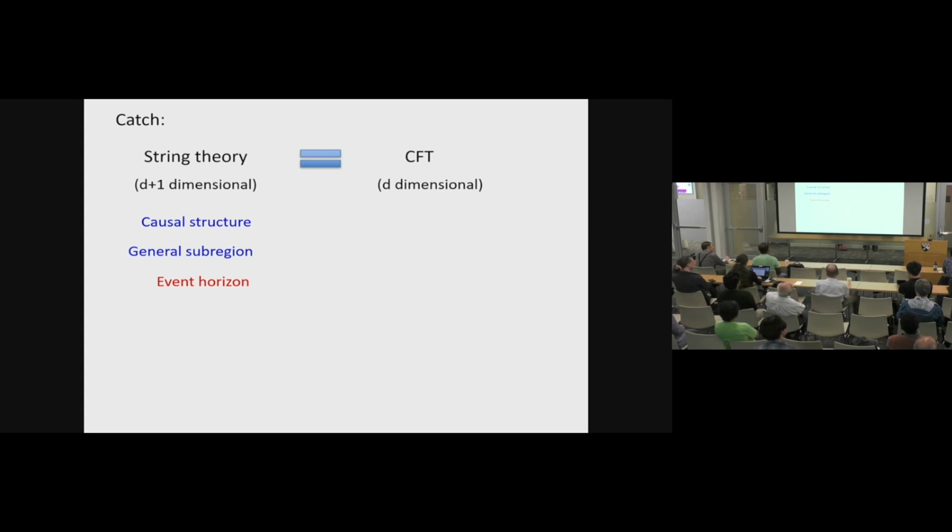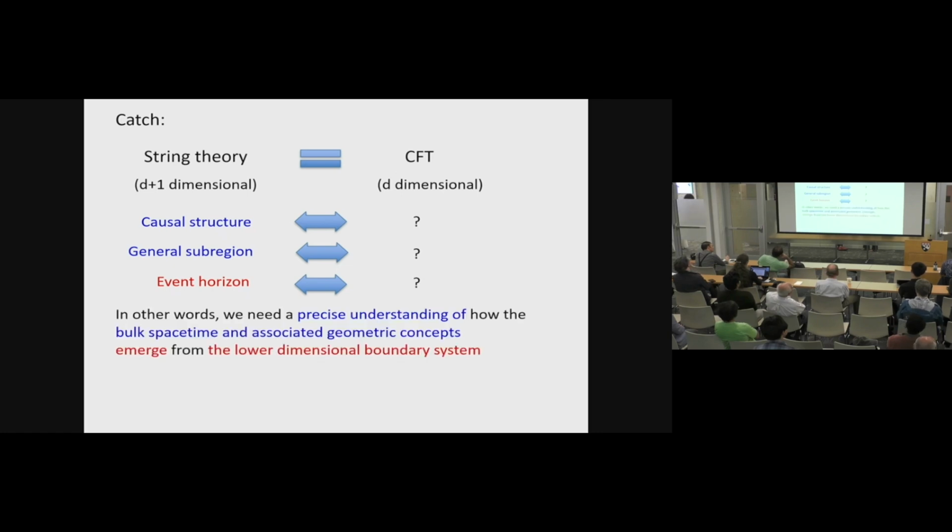And that means you have to be able to describe those concepts in d+1 dimensional space-time using this d-dimensional theory. Okay? And that's actually a very difficult question. So in other words, we need a precise understanding of how the bulk space-time and associated geometric concepts emerge from this lower dimensional boundary system. Okay, and that's a highly non-trivial question.